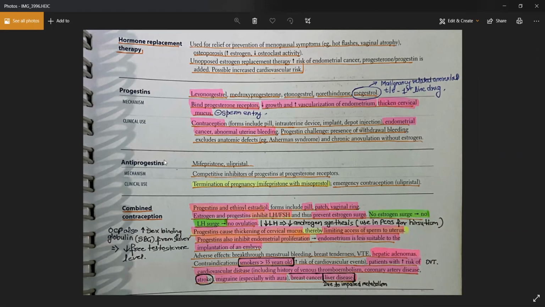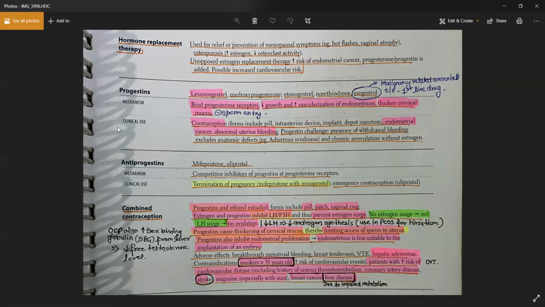Now, the mechanism is to bind the progesterone receptors, and as a result, this will decrease the growth of the endometrium. It will increase the vascularization of the endometrium. Remember the spiral arteries? They are formed by the progesterones, right? They will also increase the mucus secretions by the cervix, and that will block the sperm entry. So they will also help in conception prevention, right?